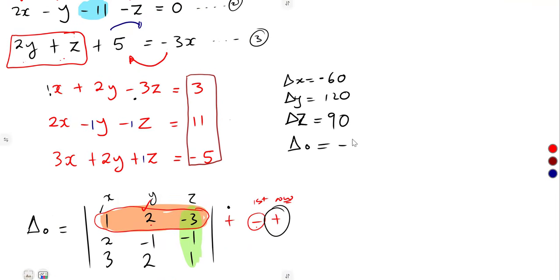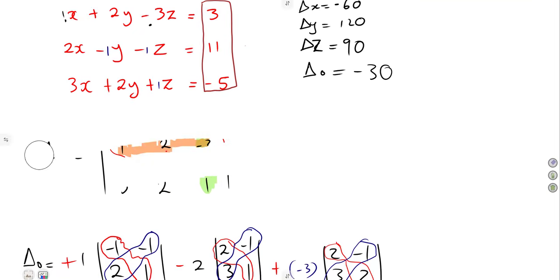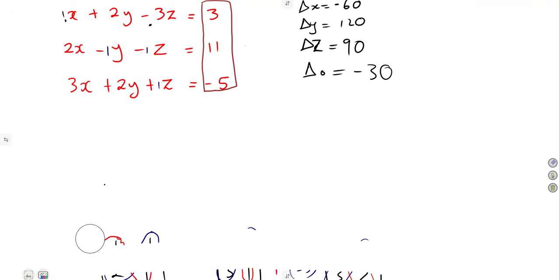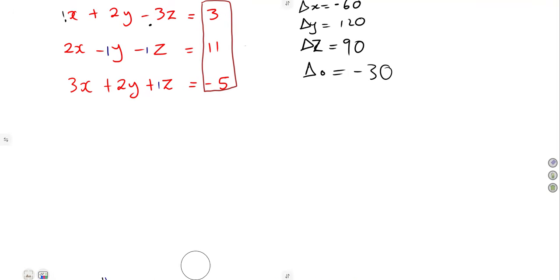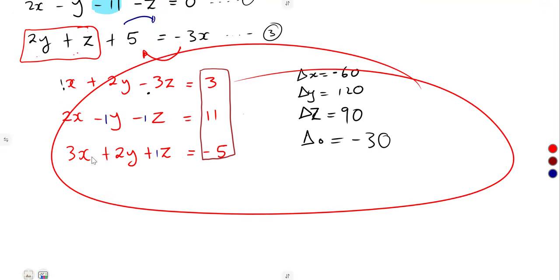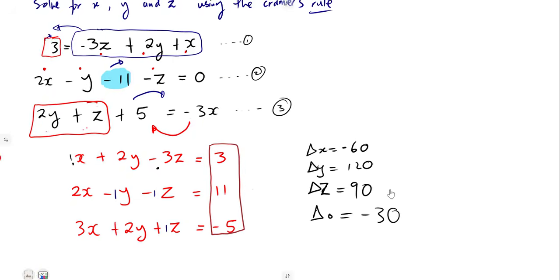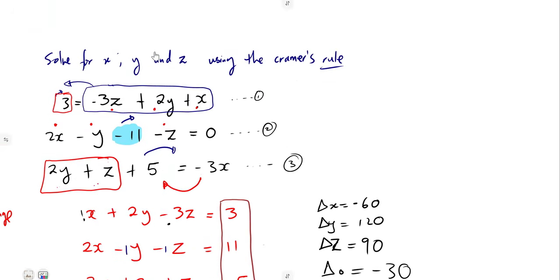If, let's say, you are to calculate X, Y, and Z. But like I said, some questions will be just solve for X, or solve for Y, or just for Z. If it was for X, you just need delta X and delta naught. If it was for Y, you need delta Y and delta naught. If it was for Z, delta Z and delta naught. There is no need for you to calculate everything. But in our case, remember, we must solve for each of X, Y, and Z.